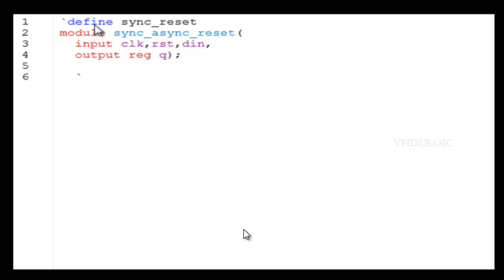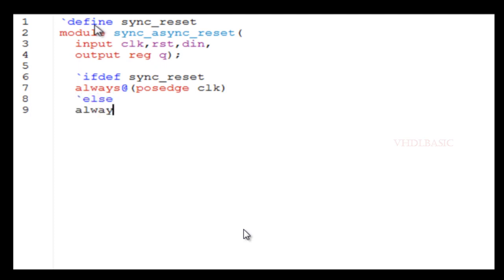So coming to the tick define actually. We are using the tick define for defining the macro as well as defining a word actually. Here I am defining synchronous reset as a word. In line number 6, I will check whether ifdef synchronous reset is present or not. If that synchronous reset is defined, then this circuit will work as a synchronous reset circuit actually.